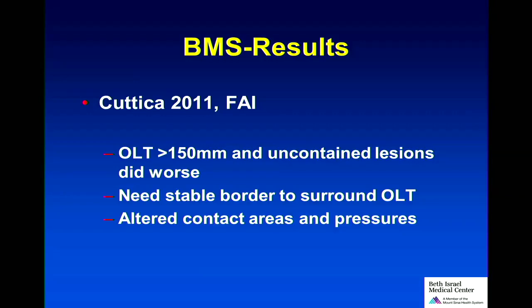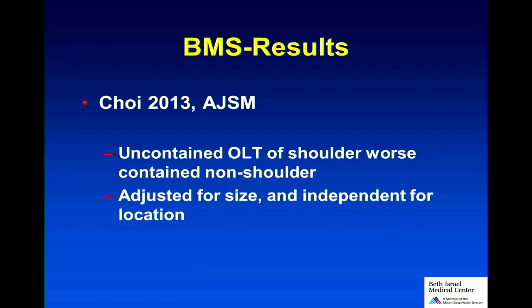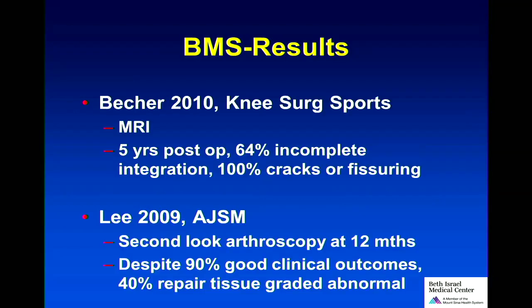The theory is that one needs a stable border around the OLT after microfracture to allow the mesenchymal clot to be stable and to incorporate into the surrounding cartilage. In larger lesions, it's thought that it just shifts weight to the surrounding normal cartilage, altering contact areas and pressures over time. And finally, Choi again looked at the shoulder versus non-shoulder, or non-contained versus contained, and found that it was different when he adjusted for size and location. So those are really the two concerns: location and size.